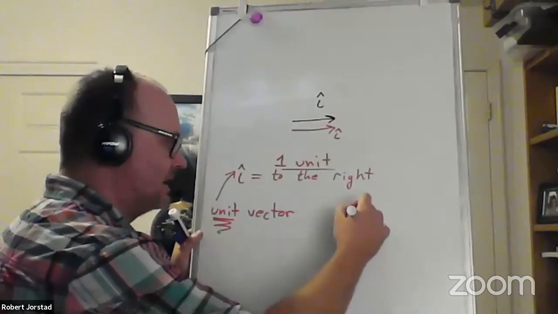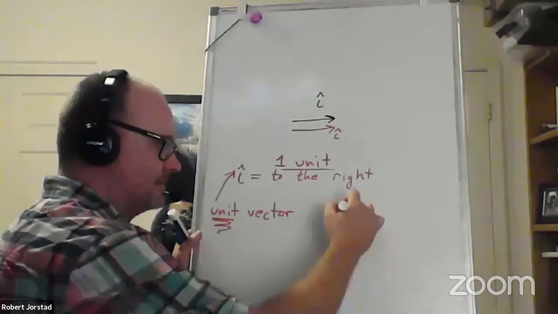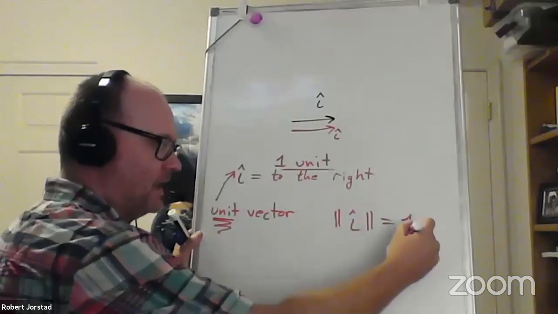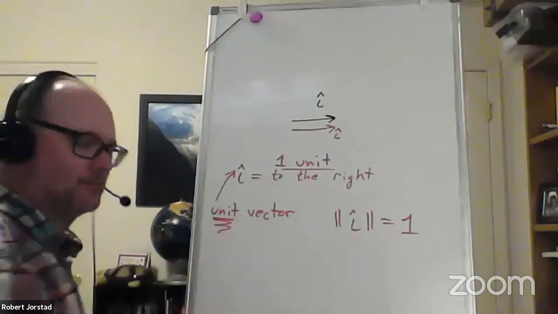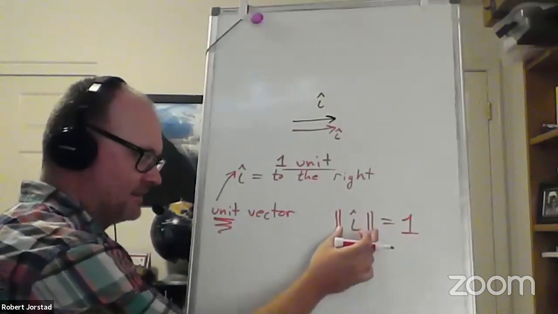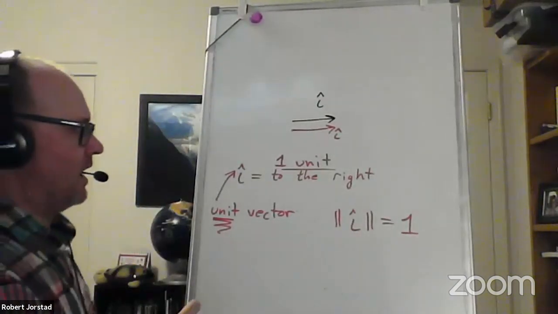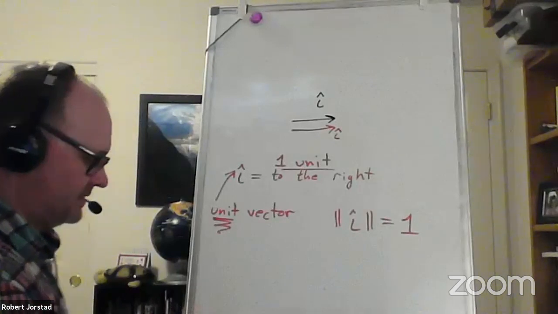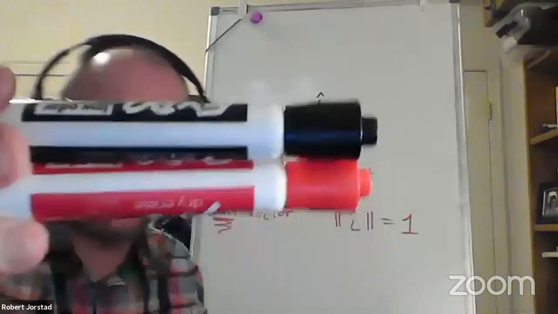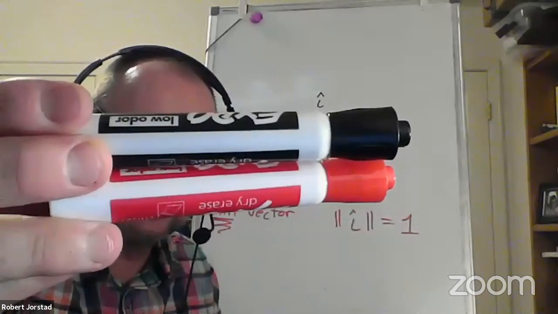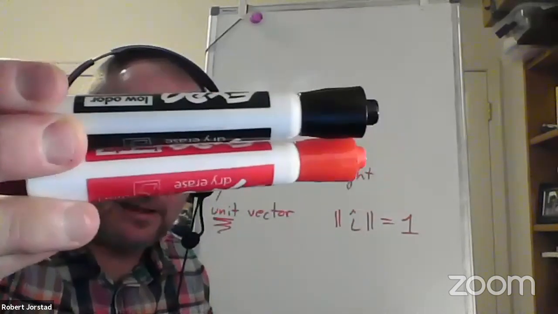So if I wanted to get the size of I hat, the size of I hat is 1. That's what it means to be a unit vector. This means the size of the unit vector I hat is 1. All right, now just showing you with these markers here, what's the angle between those two markers right now? 0. 0, right?